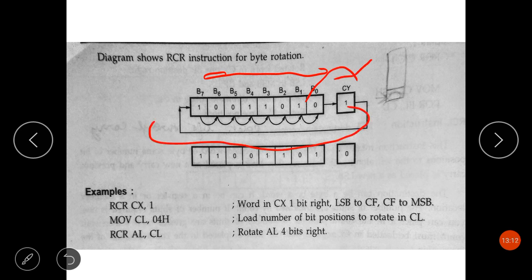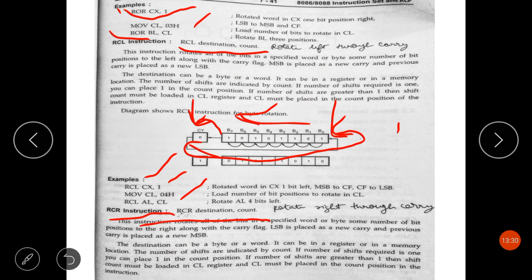For count, the same rule will apply. If the count is 1, we can directly write 1, and if the count is more than 1, we need to store that number in the CL register and mention the CL register in place of the count. As I have told you, the format for writing is RCR destination, count. The destination can be a memory location or a register. If the count is 1, we can directly write 1. If it is more than 1, we have to write CL and load CL with that number.